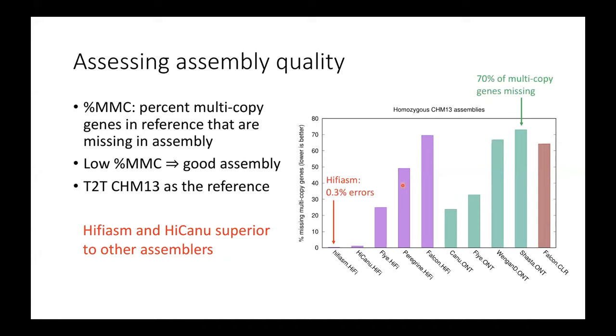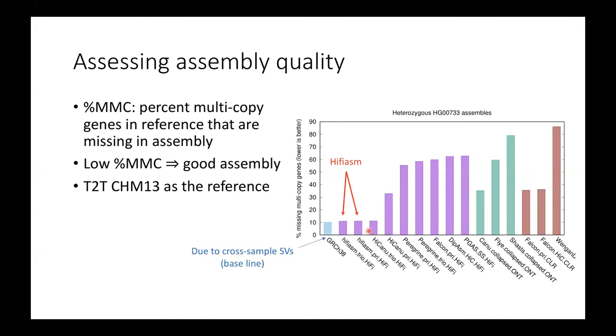So we know the ground truth. When we don't know the ground truth, we can still do similar evaluations. You see the error rate is 10%, but it's mostly due to the sample's structural variations, not due to errors. But you can see this is still much higher than the others. These have 80, even 90% of them. They collapse all these multi-copy genes.